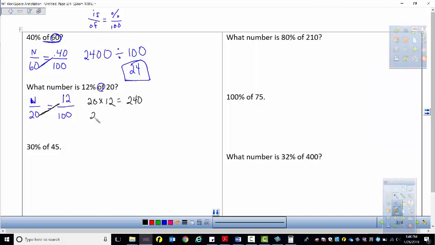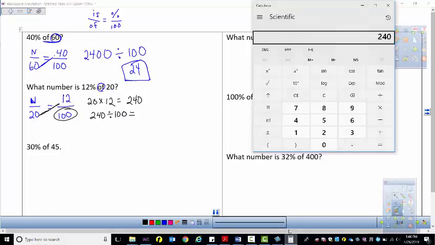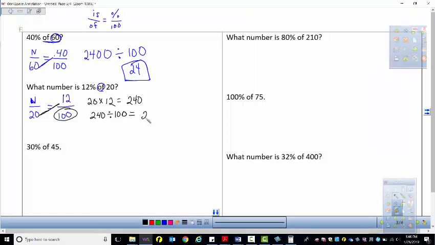And then you take 240 and you divide by the number that you did not use, this one, because it's across from the letter N. So you divide by 100. So use your calculator. 240 divided by 100 is 2.4. My answer is 2.4. So 2.4 is 12% of 20.